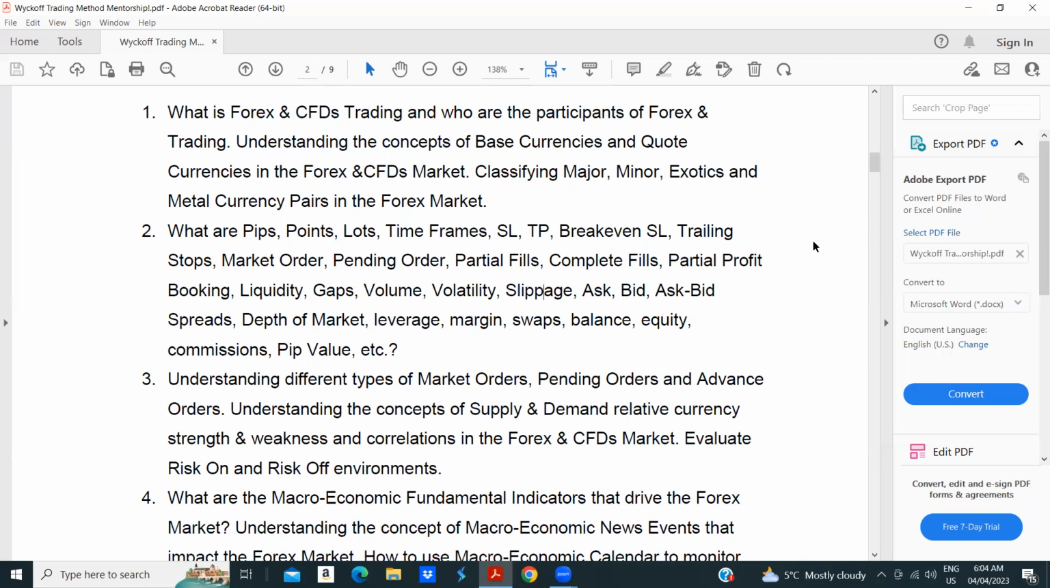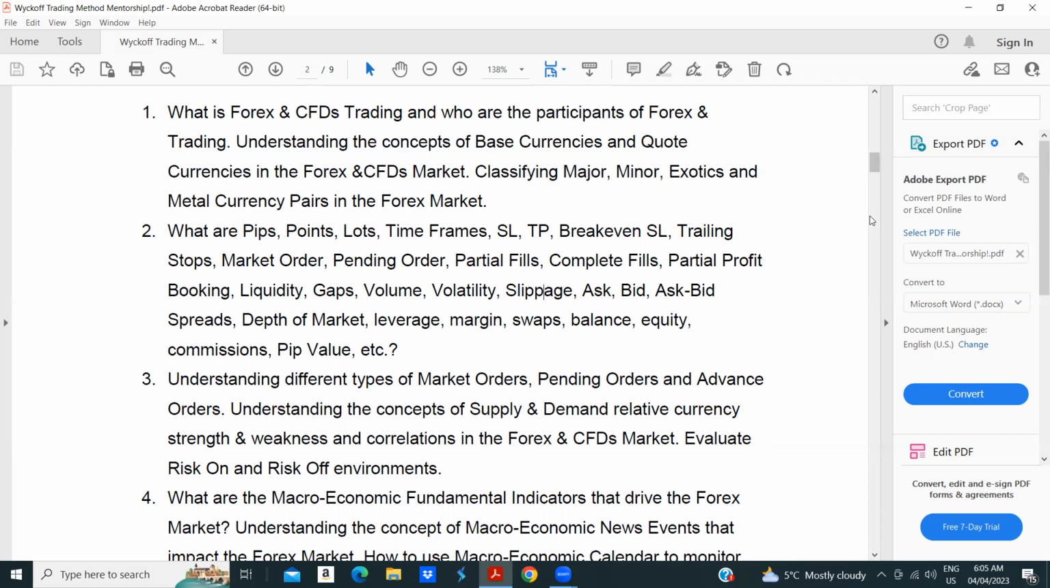After grasping the foundational concepts of the Forex market, we're going to head for the different types of orders we have in the market. For example, we have market orders, pending orders, and advanced orders. Then we're going to cover the basic understanding of supply and demand, the relative currency strength and weakness, and definitely the correlations in the Forex and CFDs market.